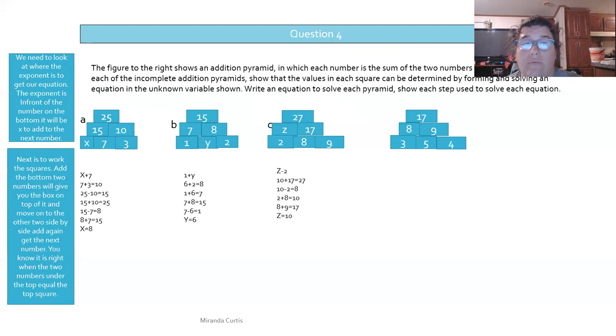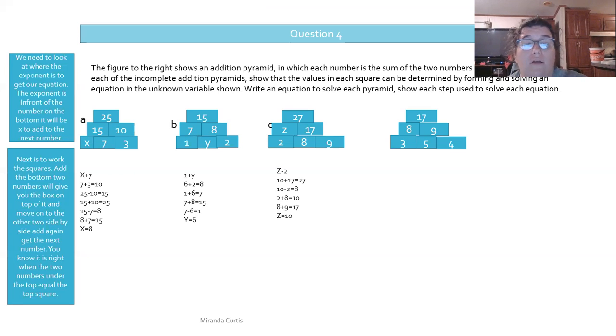So what we're gonna do over here to get our square up is 7 plus 3 equals 10, which we were missing. And then what you wanna do is 25 minus 10, which is 15, because 15 plus 10 equals 25. You always want these two to equal the next one up. So that's what we did, and we got 25 up there.